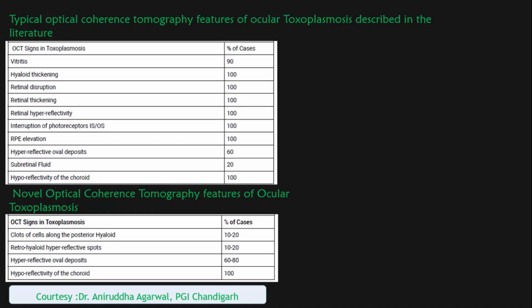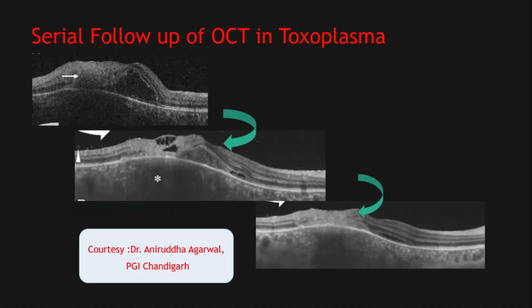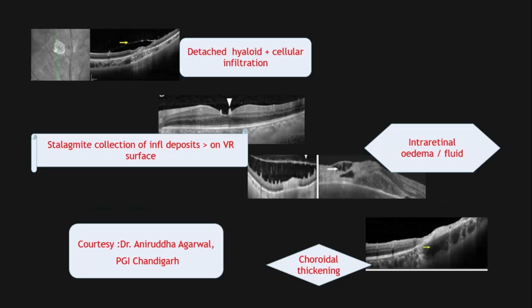These are the typical OCT findings, and we are able to identify the newer novel optical coherence tomogram findings, as you see, like stalagmite deposits, detached hyaloid, intraretinal edema fluid. These were all identified by the PGI team. Those of you who are interested, go to the Uveitis Society of India website, and in the 2019 edition of the newsletter, toxoplasma is there. You can download it. There are wonderful articles written by the original researchers who have identified all these OCT findings and done this literature review.